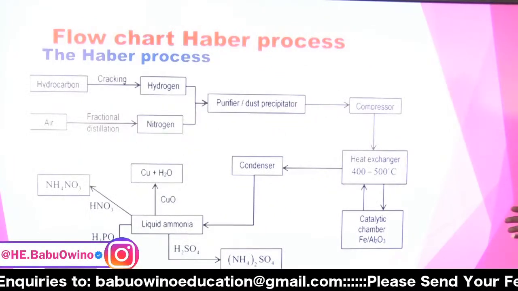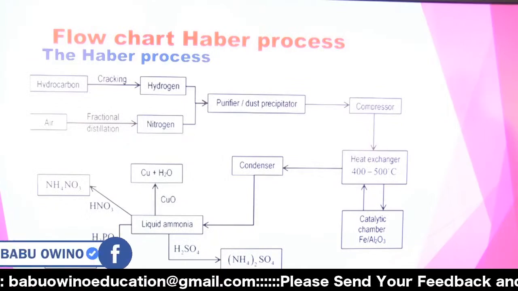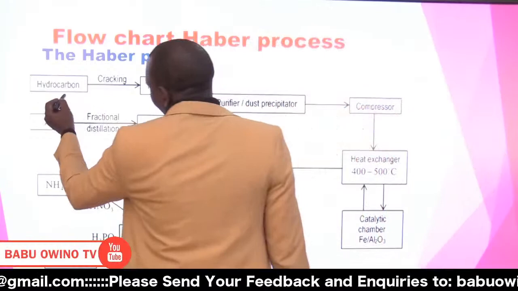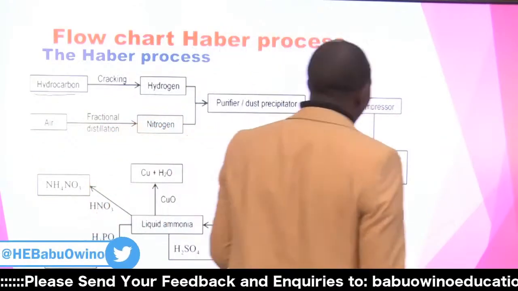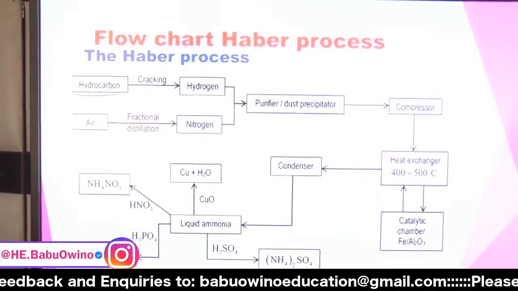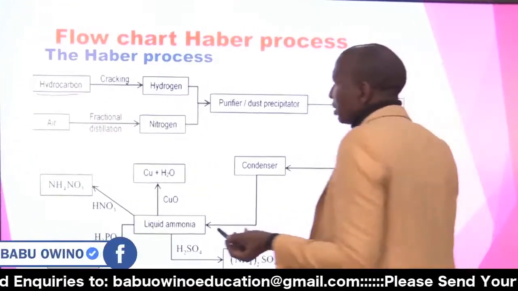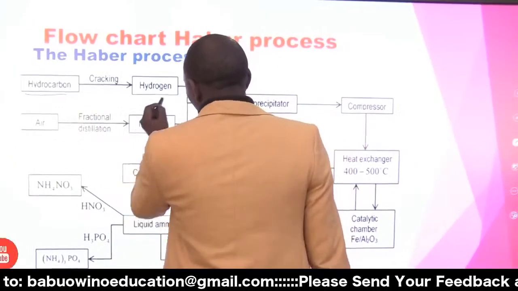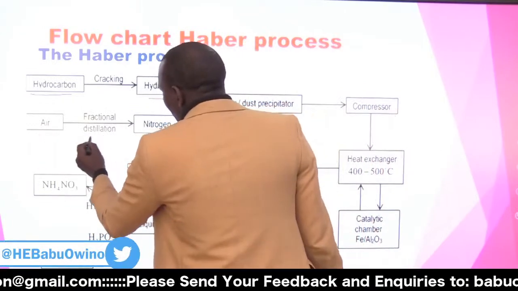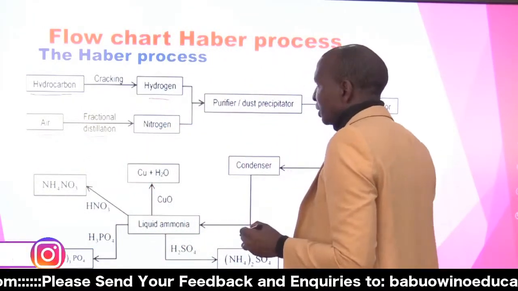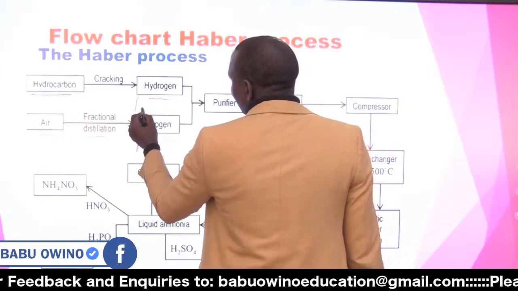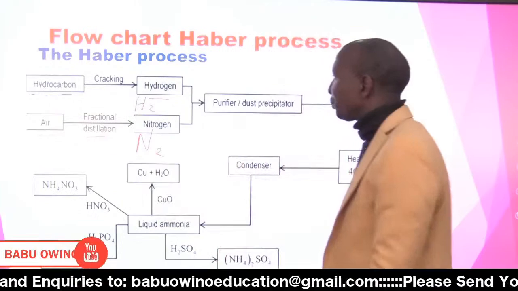So now we'll go to the flowchart diagram, whereby we have the other process, the schematic diagram. We have the hydrocarbon, which is now forming ammonia. The hydrocarbon, which can be like butane, is cracked to form hydrogen gas. We also have air, whereby through fractional distillation you get nitrogen gas. So we get nitrogen gas through fractional distillation, and hydrogen through cracking.